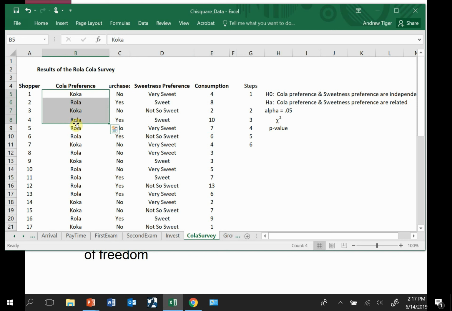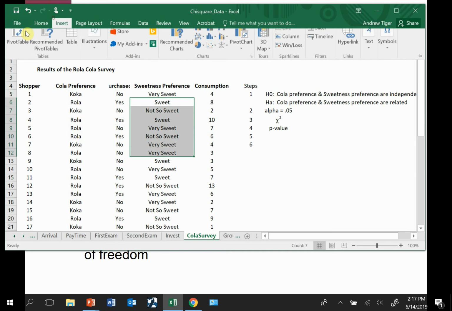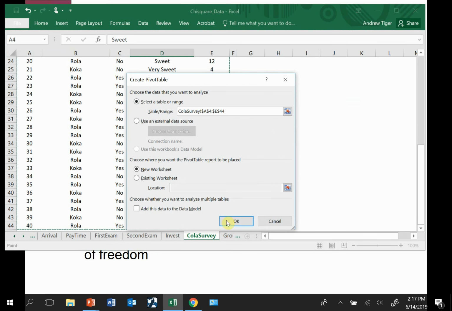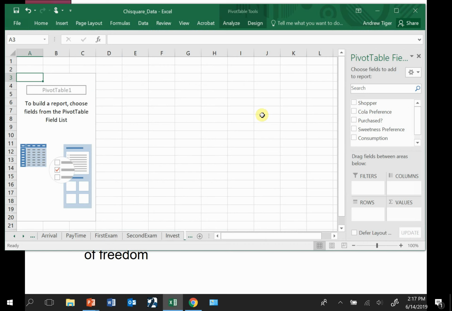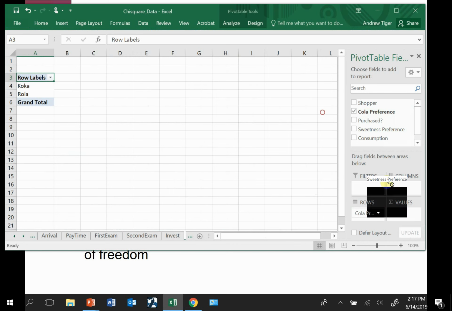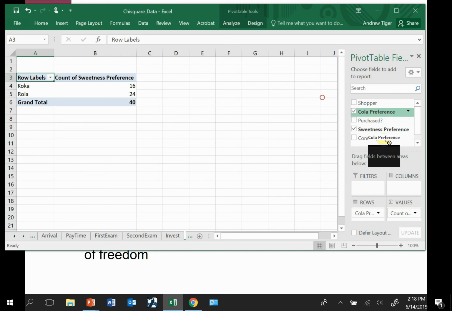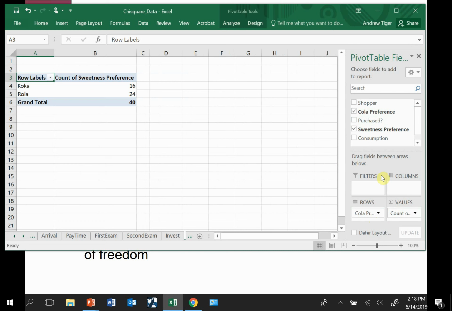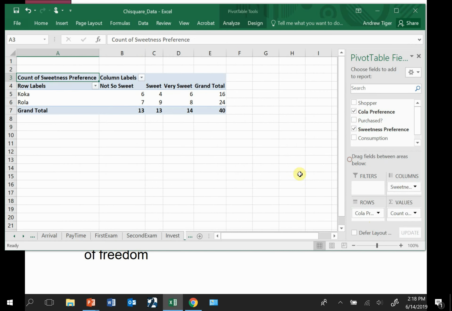So the first thing we need to do is count how many people preferred this and how many people preferred this. So I'm going to use a pivot table to do that. I'm going to grab the data, and I'm going to let it generate a new worksheet. And I'm going to drop cola preference into one, sweetness preference into the other.